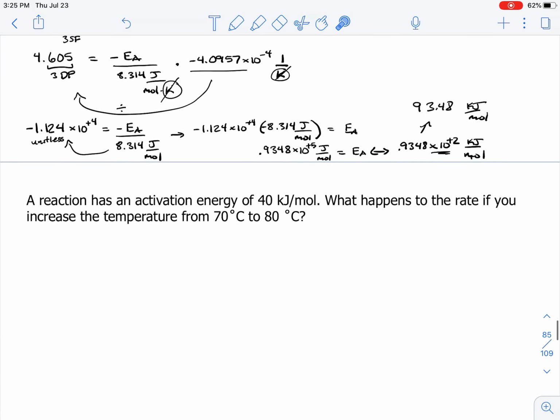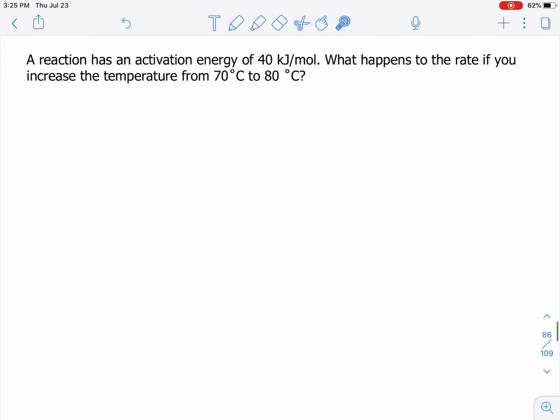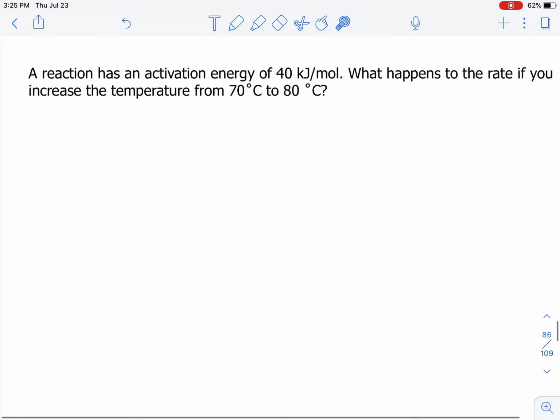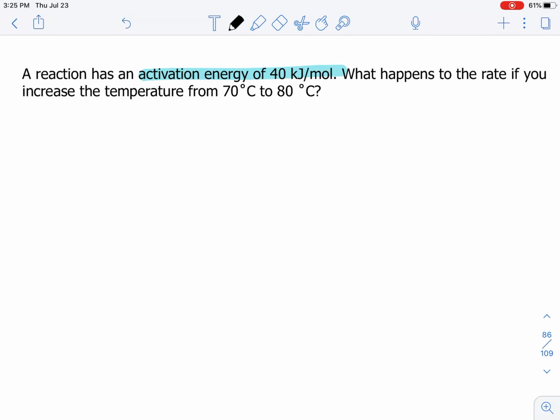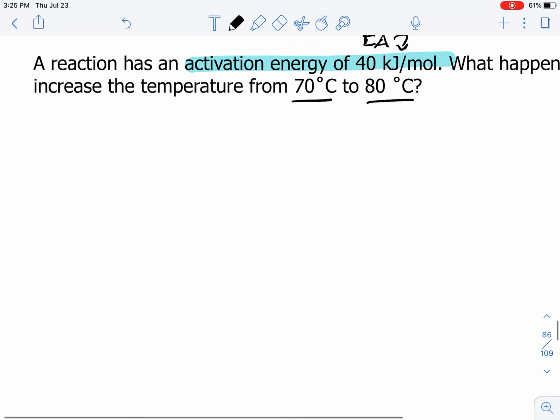Okay, so we're going to go ahead and look at one more problem using the Van't Hoff equation. And so let's go ahead and read through this problem. So a reaction has an activation energy of 40 kilojoules per mole. So this already told us what the value of EA is. And so what happens to the rate if you increase the temperature from 70 degrees Celsius to 80 degrees Celsius? And so it looks like this is going to be T1, and then this is going to be T2.